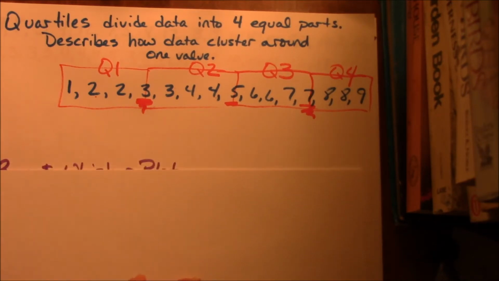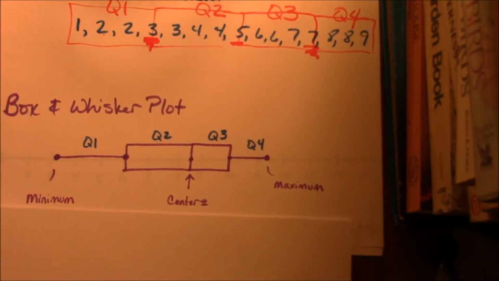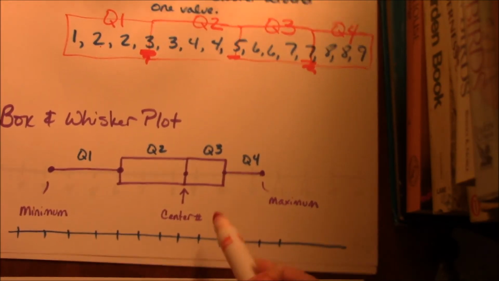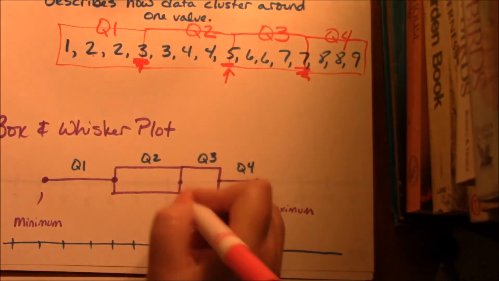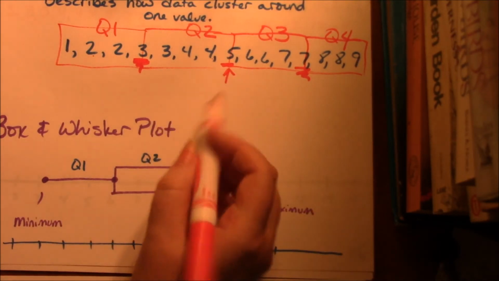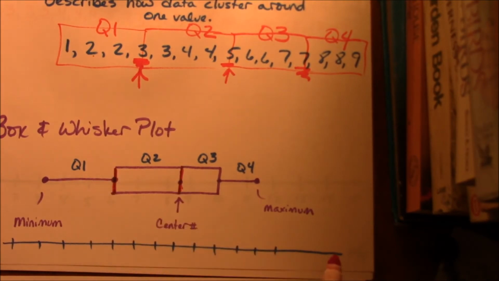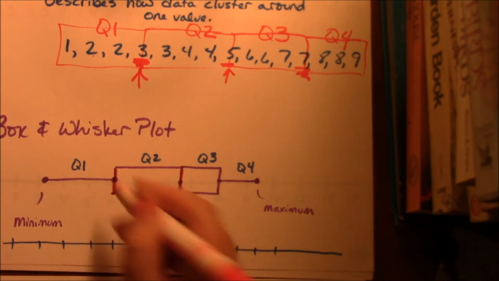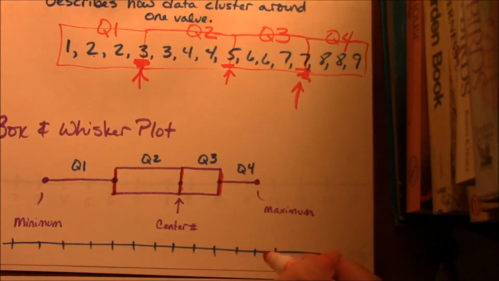Now I can take this list to make it into a box and whisker plot. So I'm just going to start by describing a box and whisker plot. It's going to take that center number and draw a line there on a number line. And it's going to take the first quartile and draw a line there, lined up with whatever number it is. And it's going to take that one and draw a line there.